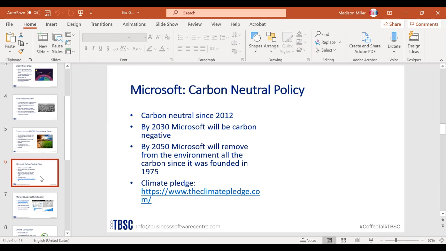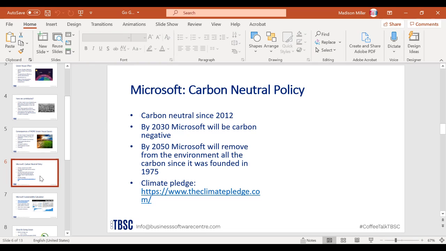And by 2030, Microsoft will be carbon negative, which means that they will start compensating for all of the emissions that they put out before putting this neutral policy in place. And so they're estimating by 2050, they will remove all the carbon that they put into the environment since they were founded in 1975. And what I really like is that Microsoft offers the climate pledge.